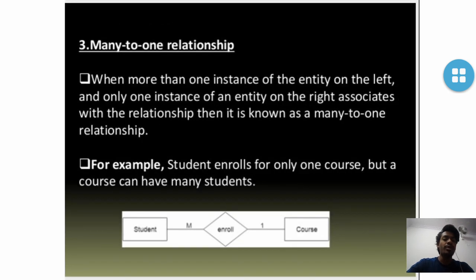Many to one relationship. When more than one instance of the entity on the left and only one instance of an entity on the right associates with the relationship, then it is known as a many to one relationship.